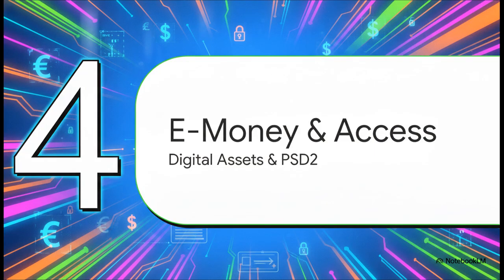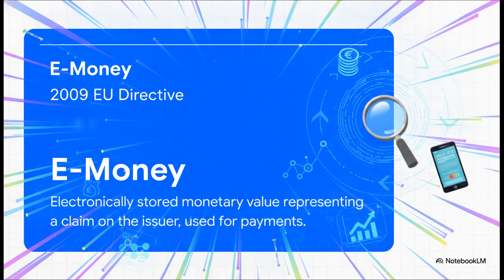E-Geld und Kontozugriffe. We need to see how this reporting logic actually applies to specific digital assets, particularly e-money and third-party account access. For e-money, the guidelines are very strict. They adhere right to the 2009 EU directive definition. It's basically any electronically or magnetically stored monetary value that represents a claim on the issuer. The big takeaway for you here is that the account holding entity has to report the absolute number of accounts where this e-money can actually be stored and used for payments.